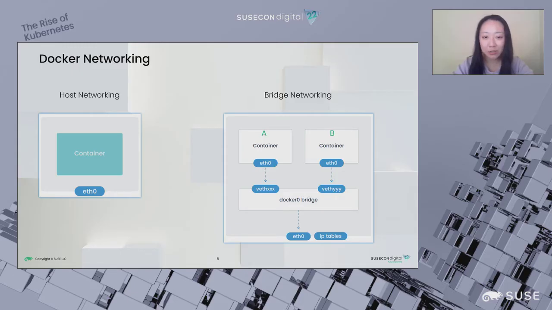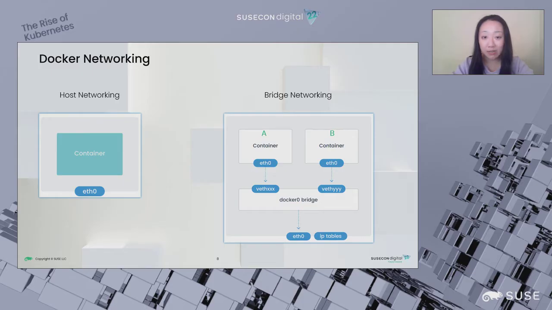Let's take a look at how Docker networking works. It's the foundation for Kubernetes networking. By default, all containers can communicate with other containers on the same host. Docker offers different network types with different capabilities. First of all, host networking. In this model, the container shares the same IP address and network namespace with the host. And services running inside those containers have the same network capabilities just like they are running on the host.